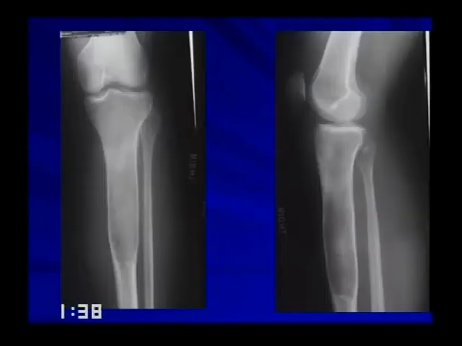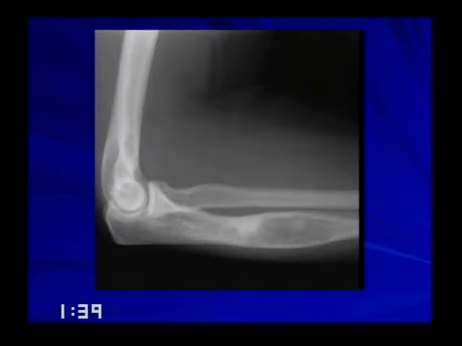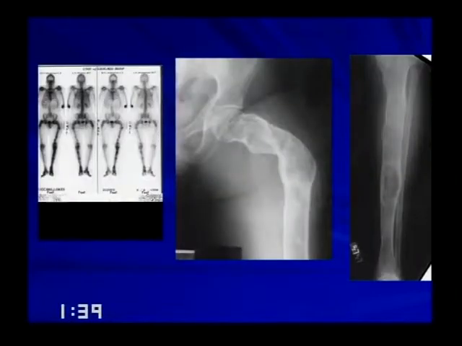And here we can see this fibrous dysplasia ground glass. Here again, a ground glass appearance in a patient with fibrous dysplasia. Here's a patient with a shepherd's crook deformity. She had polyostotic fibrous dysplasia, and you can see this abnormal trabecular pattern and a ground glass appearance.